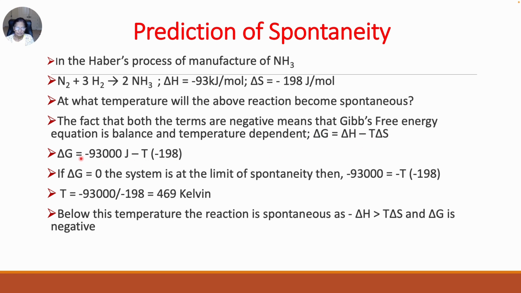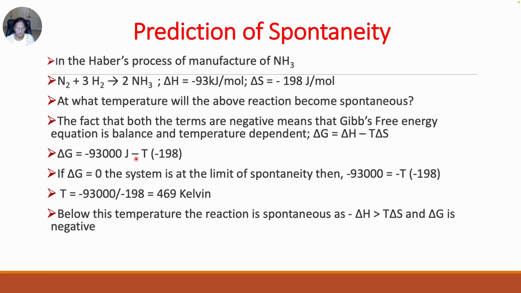We do not know T. Delta G is equal to minus 93,000. Why? 93 kilojoules is equal to 93,000 joules, minus T, which we do not know, into minus 198, which is delta S. So if delta G is equal to 0, these two must be equal to each other. If delta G is 0, the system is at the limit of spontaneity. Then minus 93,000 joules is equal to minus T into minus 198. So T is equal to minus 93,000 divided by minus 198. That is 469 Kelvin.